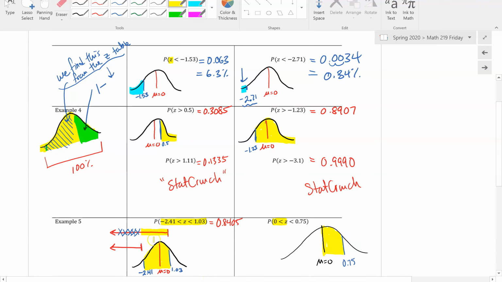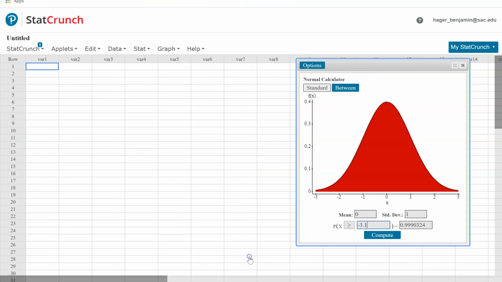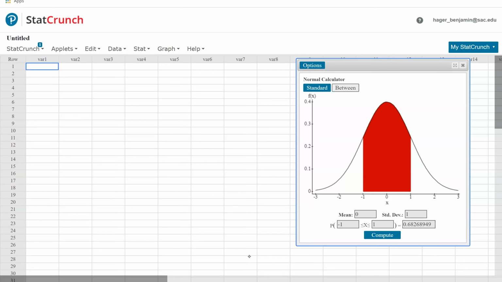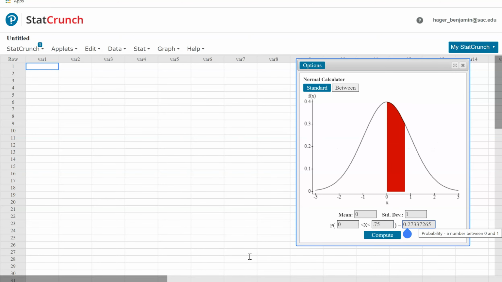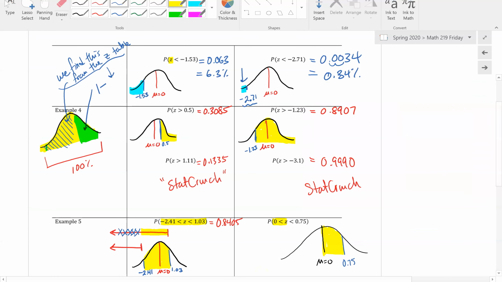I don't have to mess with any of this subtracting stuff. On StatCrunch, there's an in-between feature. So I just hit between, and notice now the calculator is calculating area between two numbers. You just tell it what two numbers you want to be in between. I want to be in between 0 and 0.75. There's the area. It does it for you. 0.2734. Very nice.